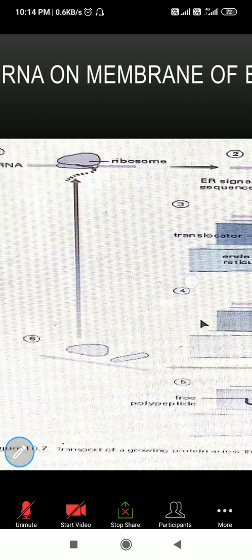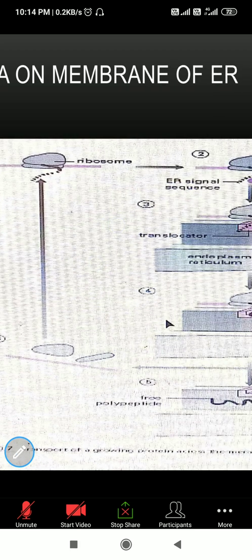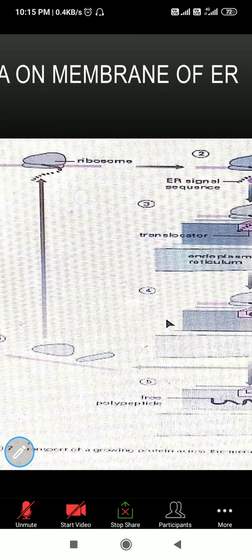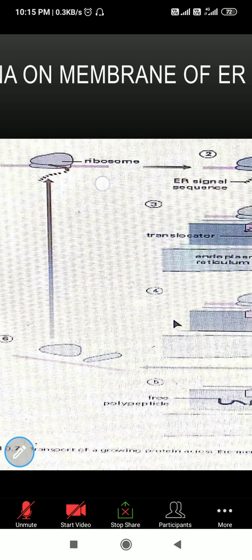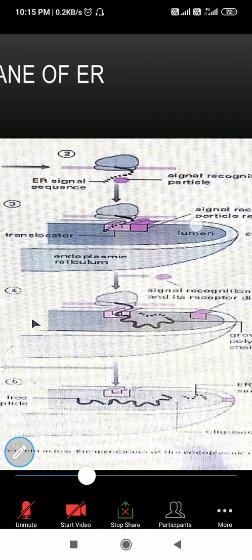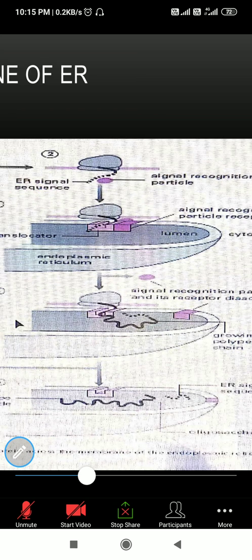As you can see, when mRNA is approaching the surface of the endoplasmic reticulum, ribosomes get attached to this mRNA. The whole structure is called polysomes. When they reach near the surface of the endoplasmic reticulum, there is a particle called the signal recognition particle. This signal recognition particle binds to both the ribosome as well as the signal sequence of the growing polypeptide chain.